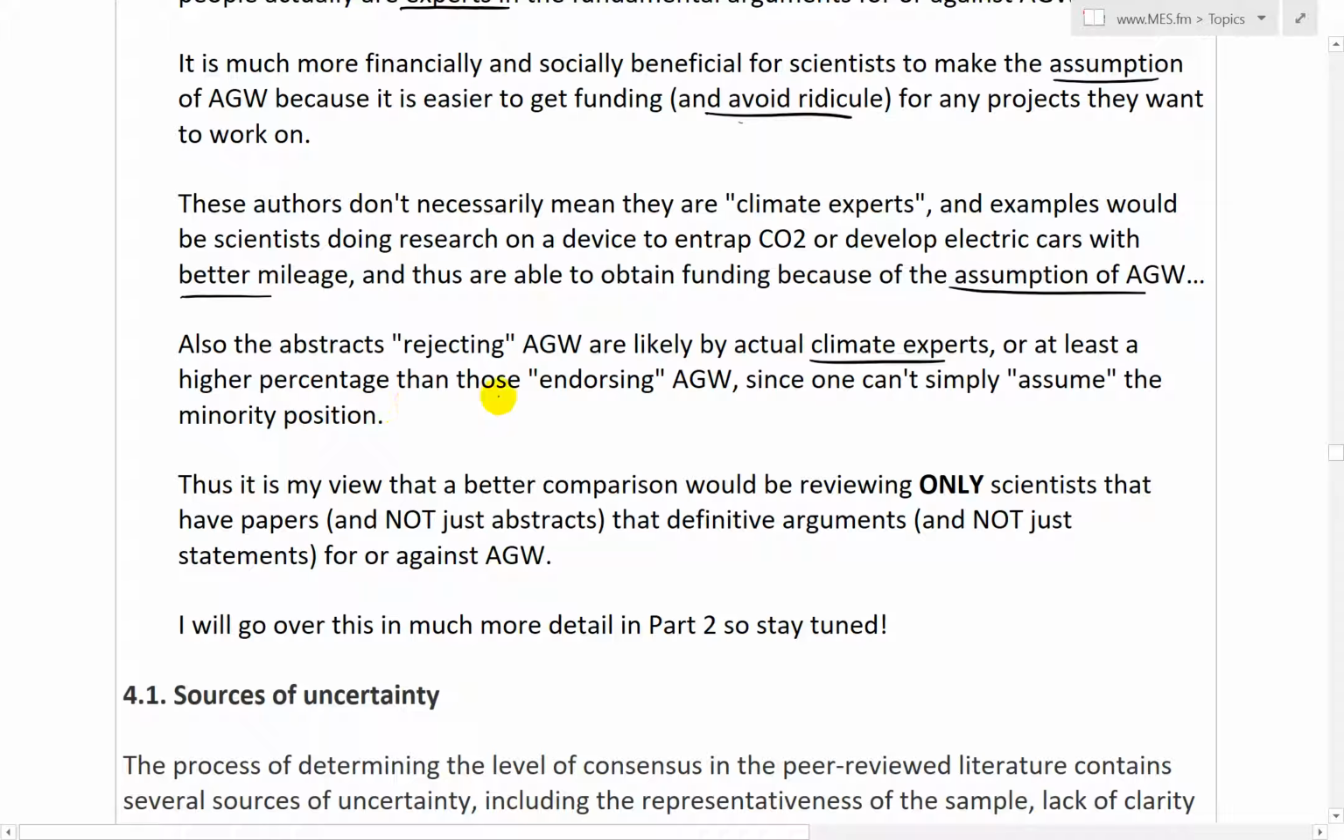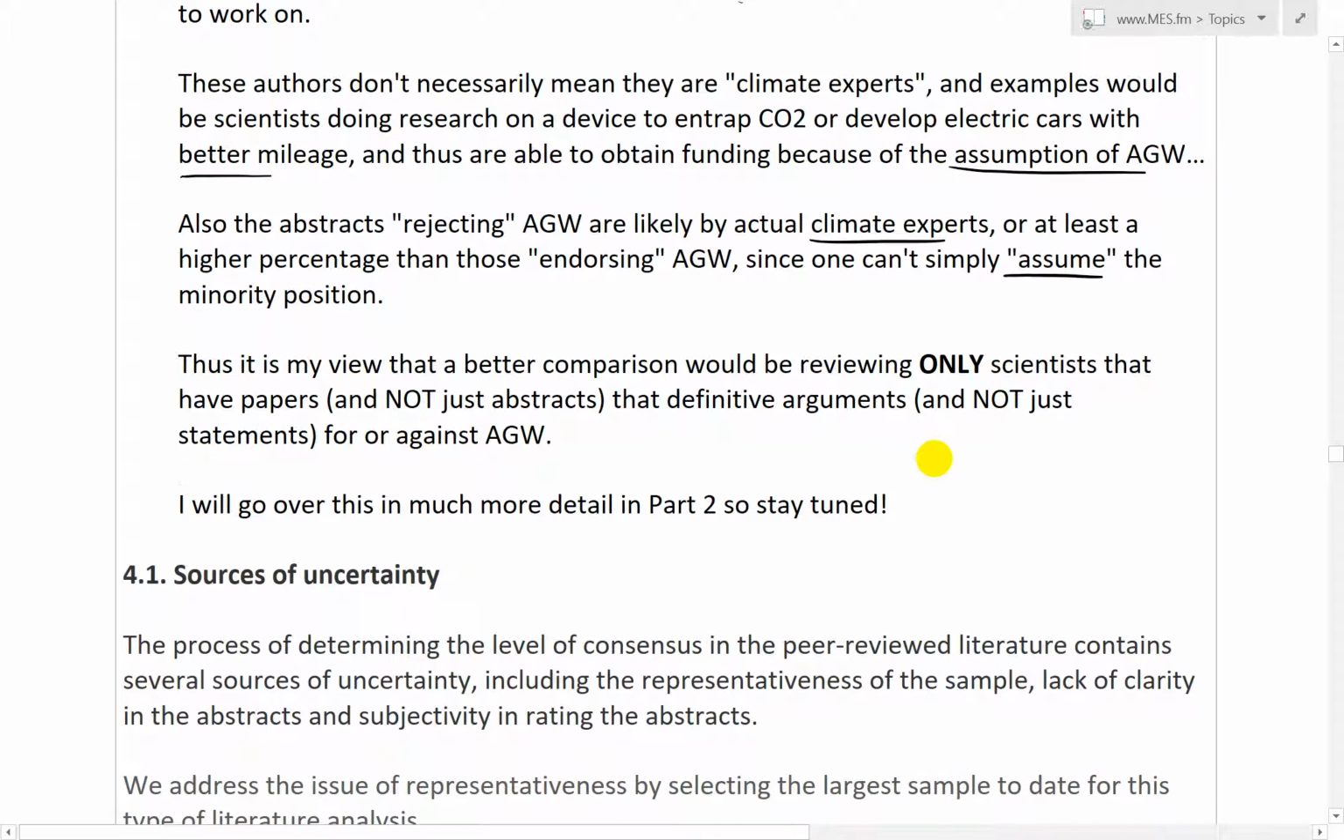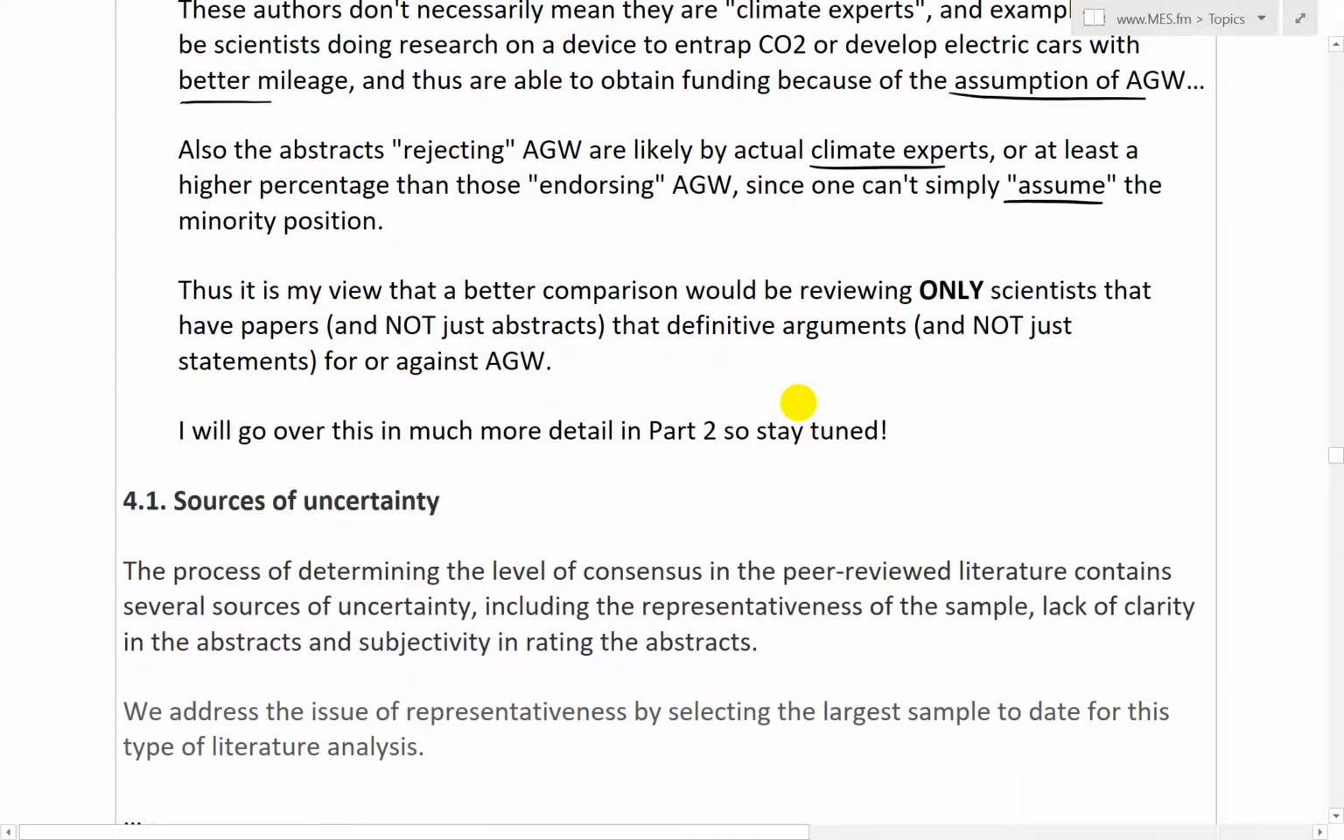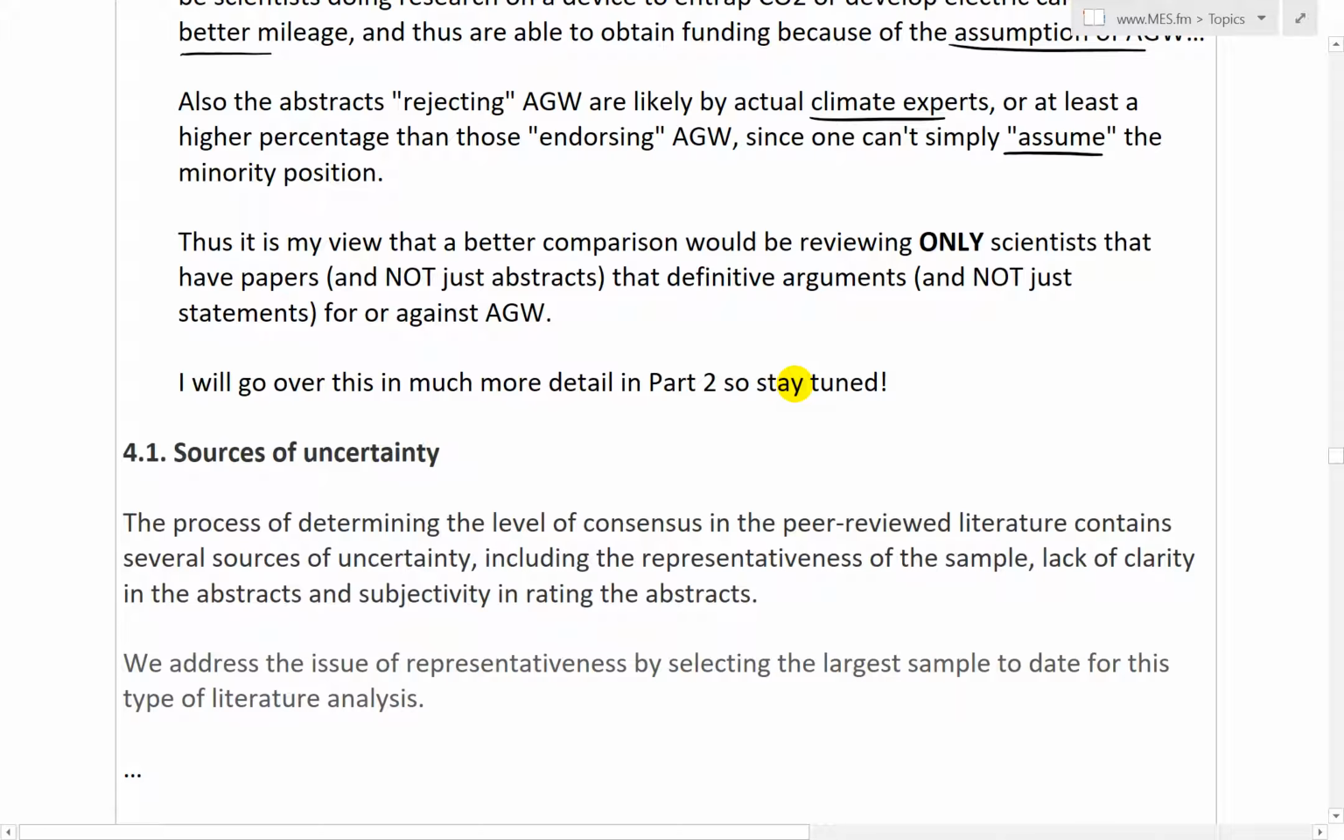So also, the abstracts, quote, rejecting AGW are likely by actual climate experts, or at least at a higher percentage than those, quote, endorsing AGW, since one can't simply assume the minority position. They need some sort of actual facts to back that up, versus the majority, which has, well, the consensus view, which is, again, in social environments, a powerful thing.